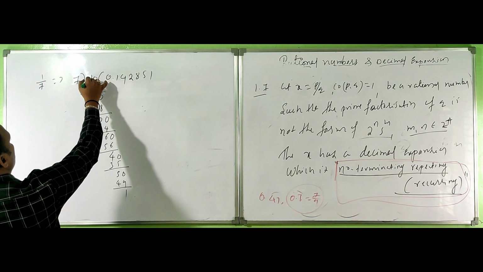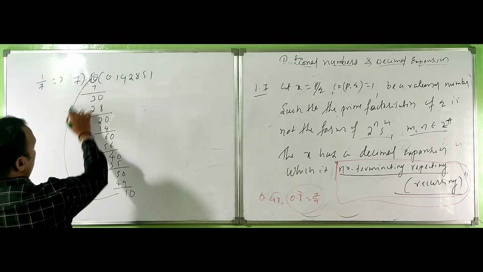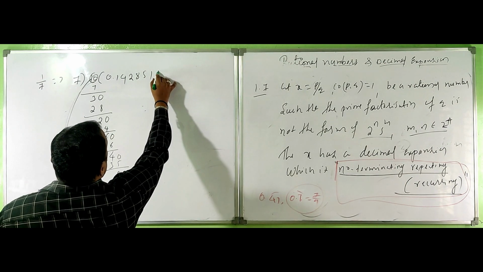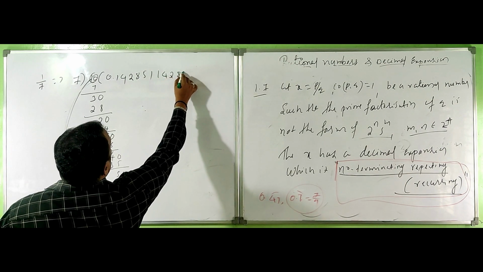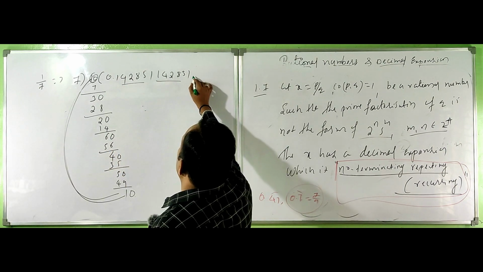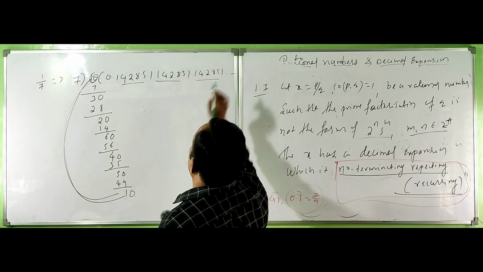Again you got the 1 now? Here repetition starts. Again it is like that: 1, 4, 2, 8, 5, 1. Again it gives 1, 4, 2, 8, 5, 1 and continues infinitely.